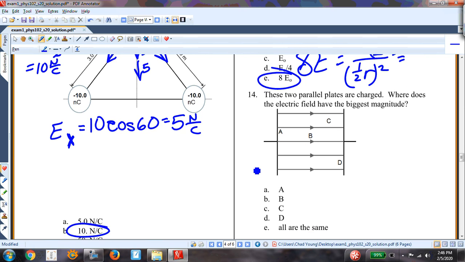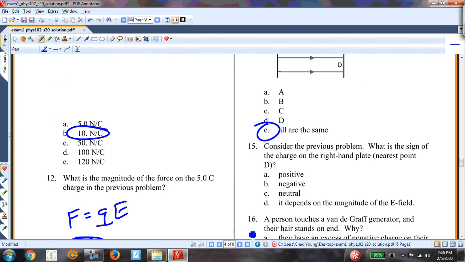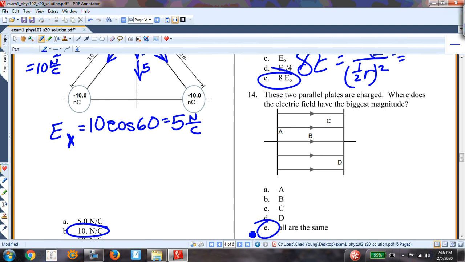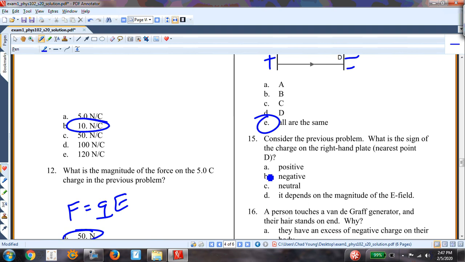Where does the electric field have the biggest magnitude? Remember, the electric field is given by the density of the E field lines, but here the E field lines are all the same. So E is the right answer. What is the sign of the charge on the right-hand plate? Well, electric field lines run from positive to negative, so it is negative.